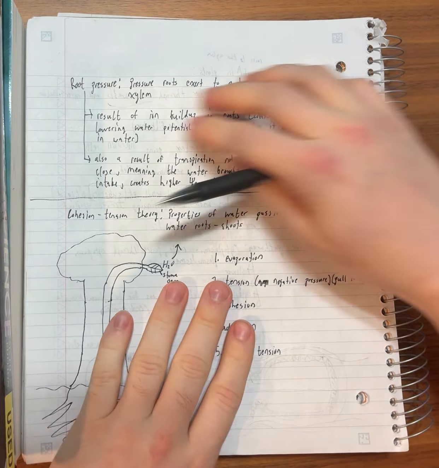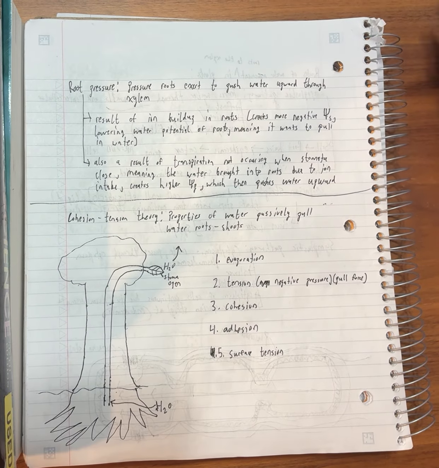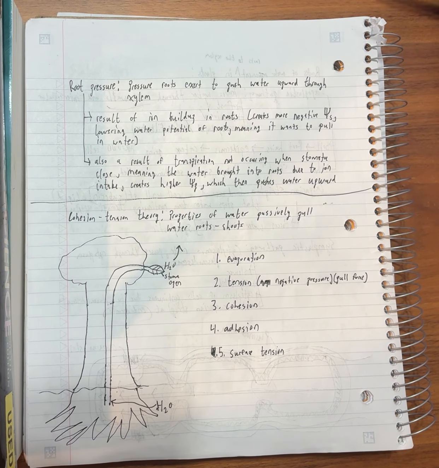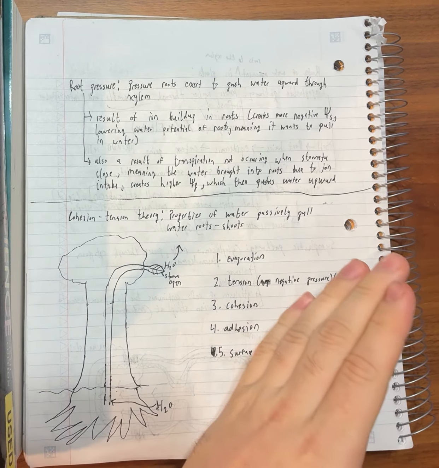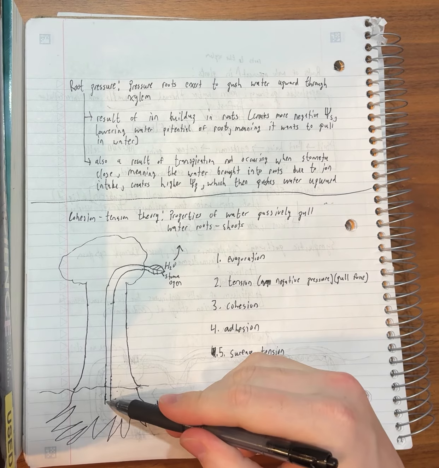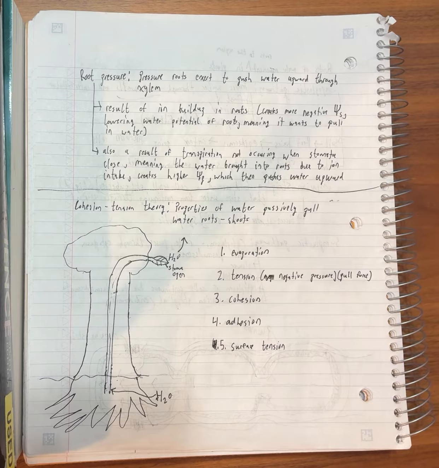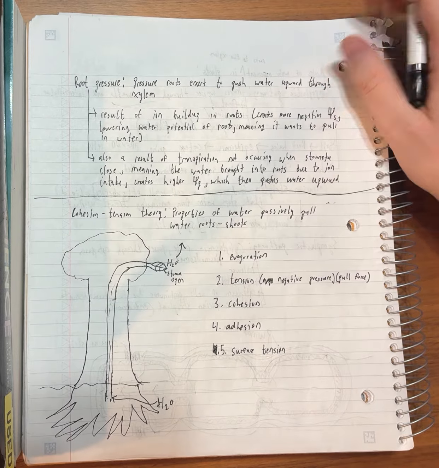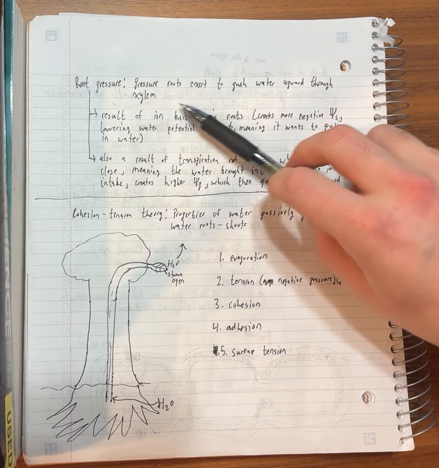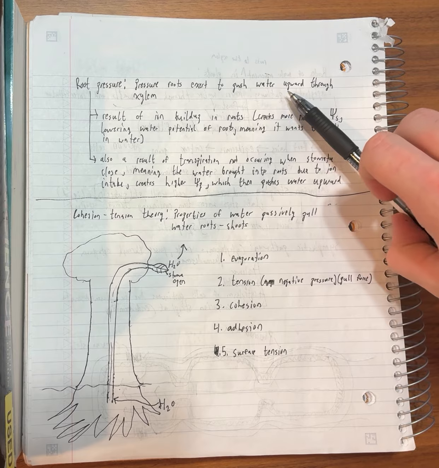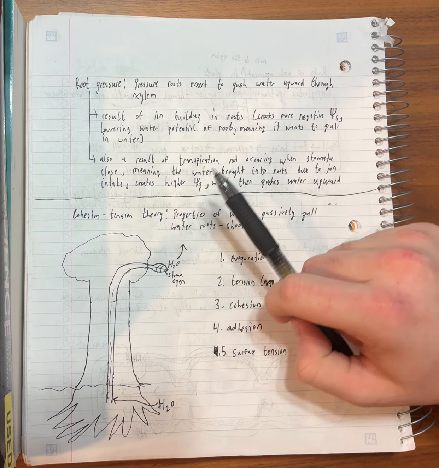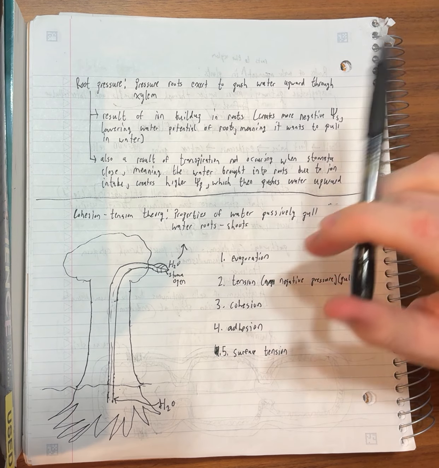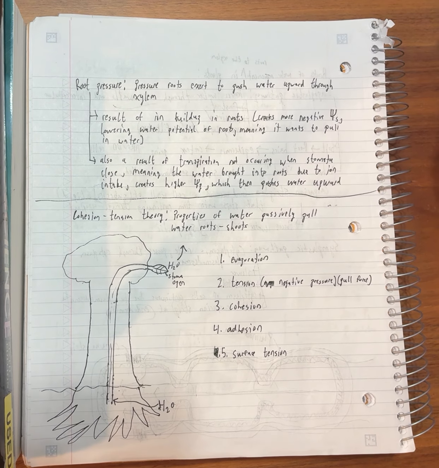A couple more pages, we're almost there. So now we have water in our xylem, and remember the xylem is the tubes that are going to carry water upward. So now I want to talk about root pressure. So root pressure is the pressure that roots exert to push water upward through the xylem. And this happens for a couple of reasons.